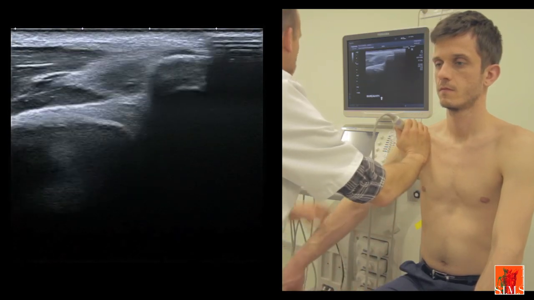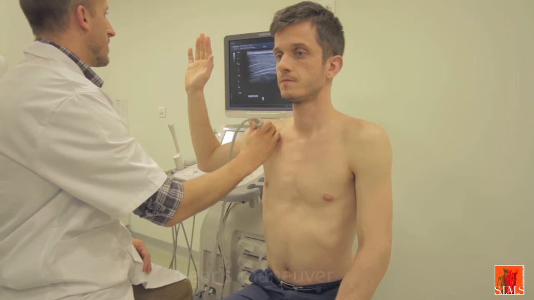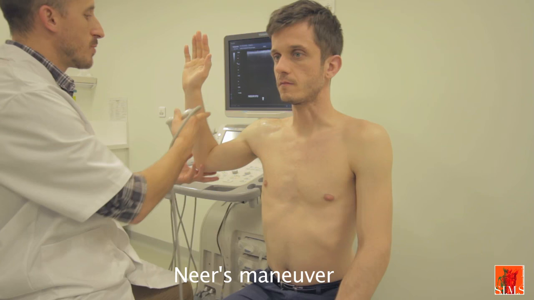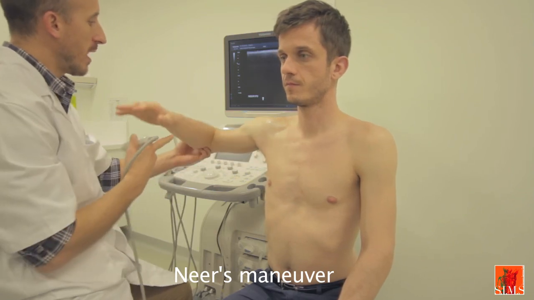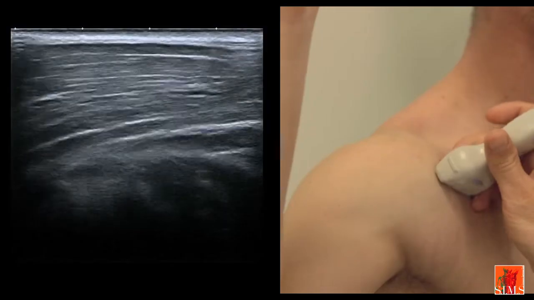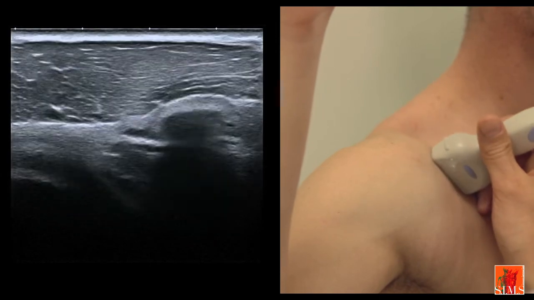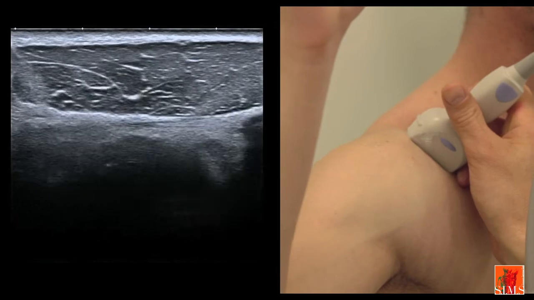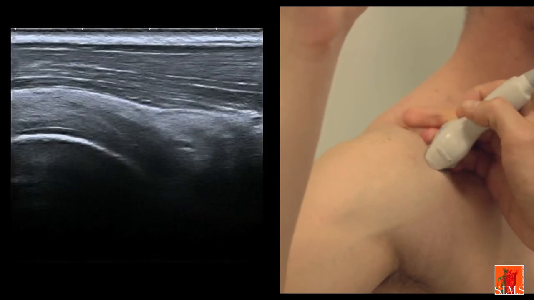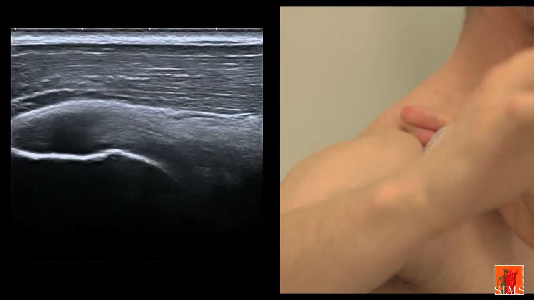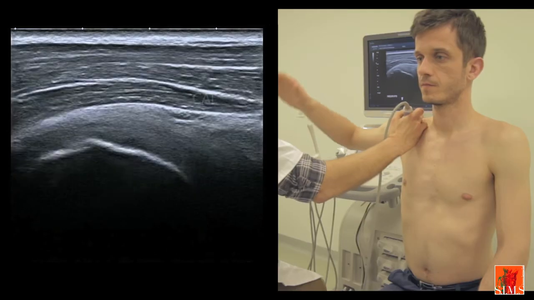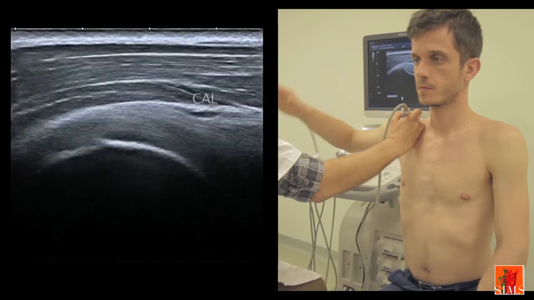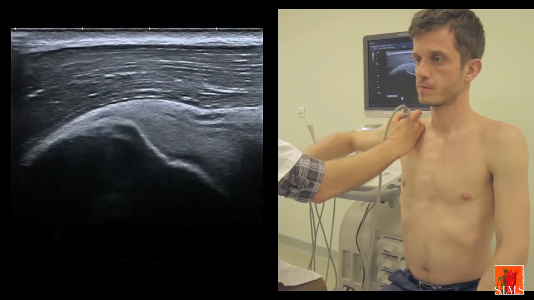The second dynamic maneuver that can be described when looking for subacromial impingement is the Neer maneuver, arms abducted with medial rotation. During this maneuver, we will see how the supraspinatus tendon behaves under the coracoacromial ligament. We locate it in the longitudinal plane as we did earlier, we perform a 90-degree turn, and we ask the patient to carry out internal rotation movements of that abducted arm. We then observe the behavior of the supraspinatus tendon and of the bursa under the coracoacromial ligament, which we can see to the right of the image.